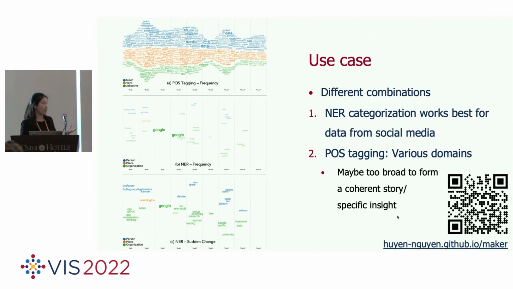We have some insights from this observation. First of all, named entity categorization works best for data from social media or written responses, such as educational assessment. Second, part-of-speech tagging can be employed for various domains because verbs and adjectives are very general categorizations of words. However, the generalization can be too broad to form a coherent or specific insight, though it helps if you want to bring out a very general theme of the data.